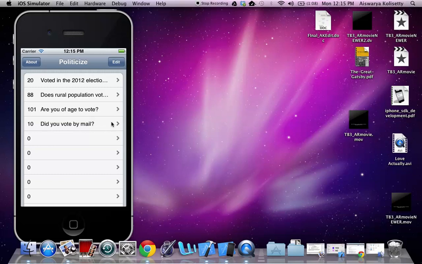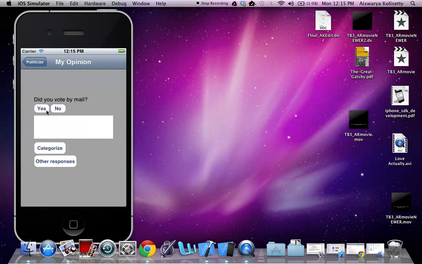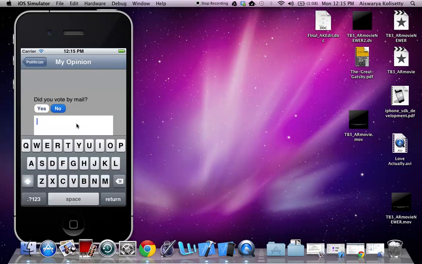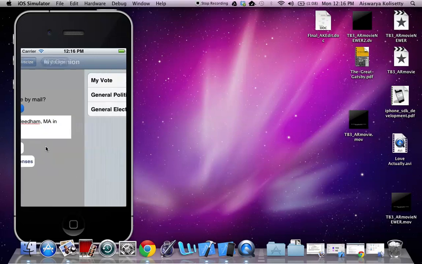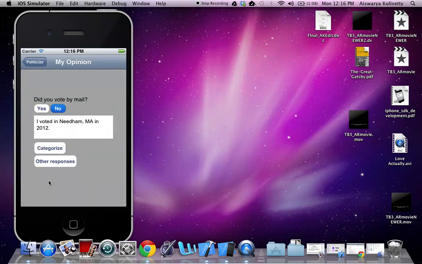The question we'll take a look at is this one. Did you vote by mail? 10 people answered it so far. So I did not vote by mail. I actually voted in Needham, Massachusetts in 2012. So I want to categorize this. Yes, I'm going to say it's my vote.